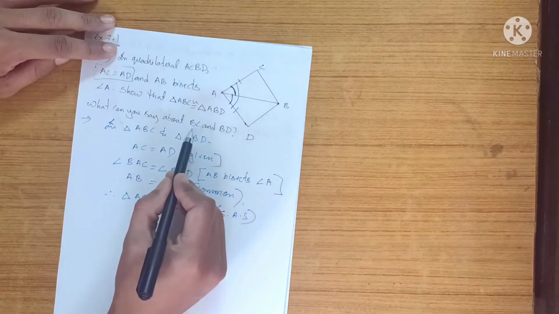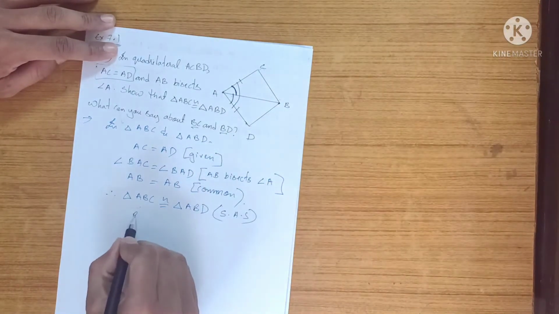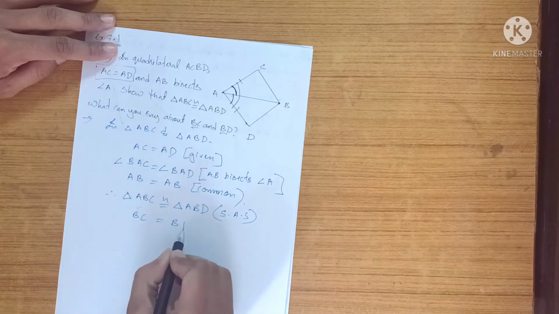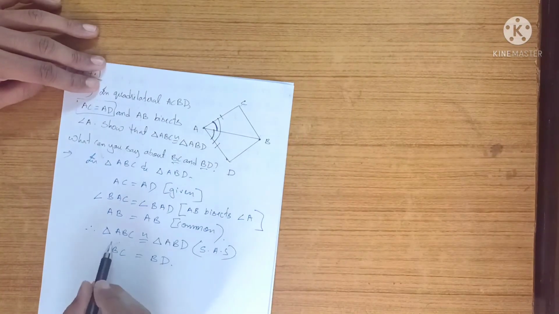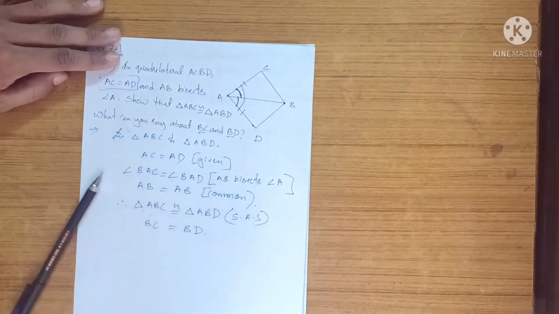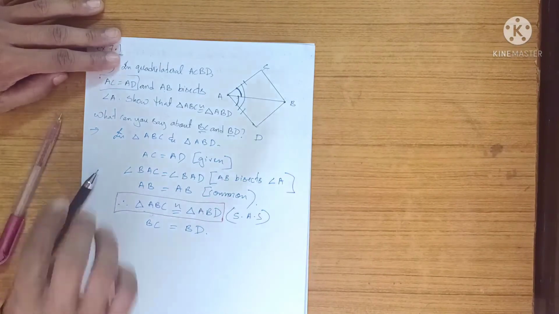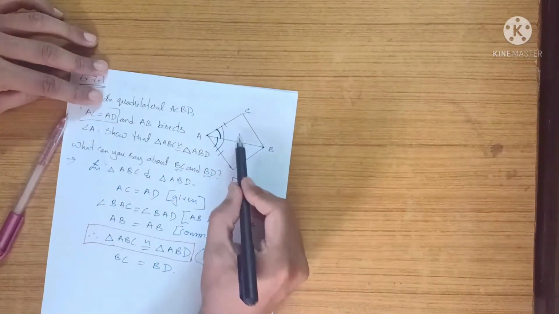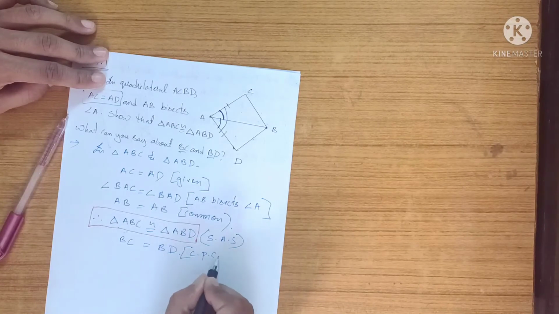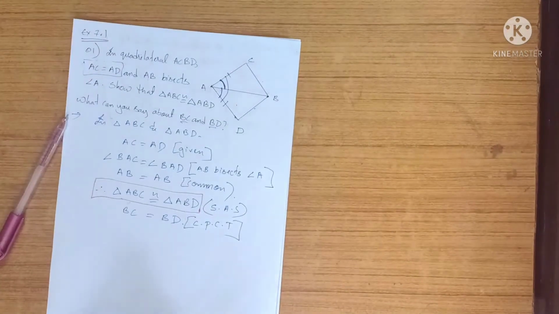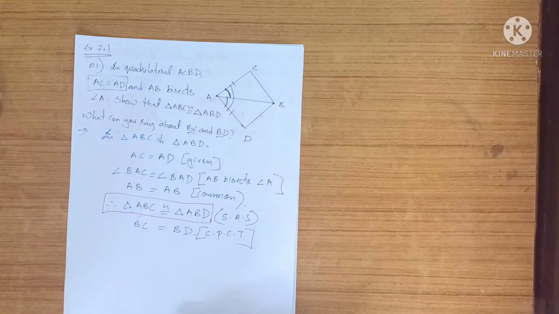So that's it. So what can you say about BC and BD? BC and BD will also be equal. BC equal to BD. Right? Why will it be equal? Because we literally wrote here that these two triangles are congruent. Congruent means replica of each other. So if this is a replica of this, obviously this will be equal to this. What is the reason? CPCT. That's what I was talking about. Since two triangles are congruent, we can say that those two are also equal.